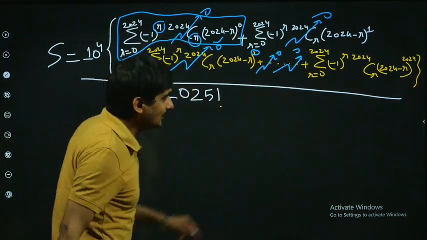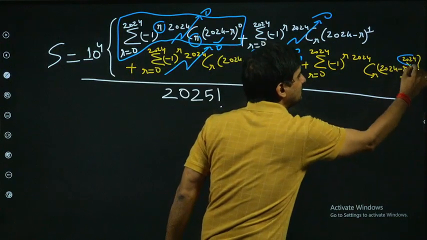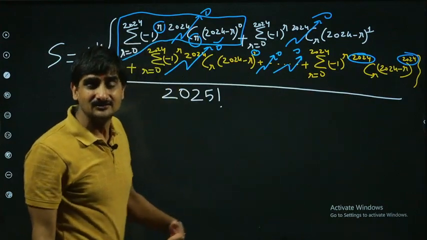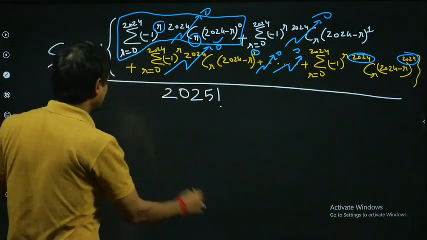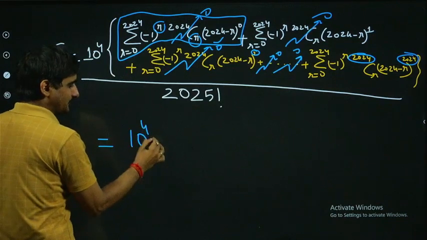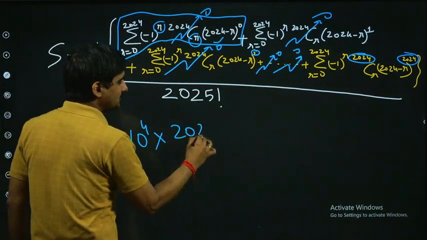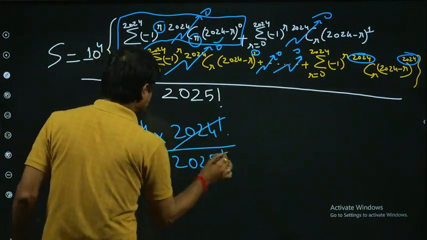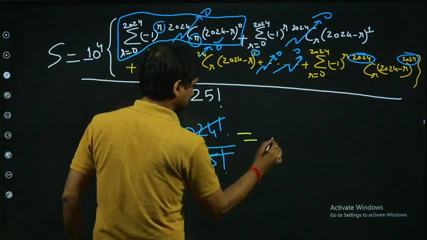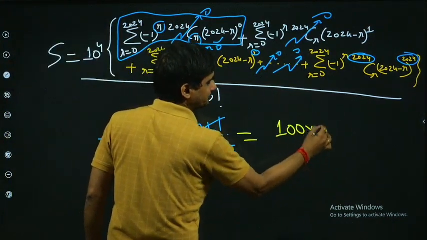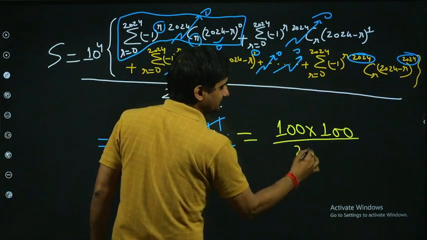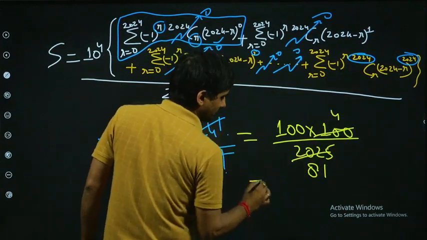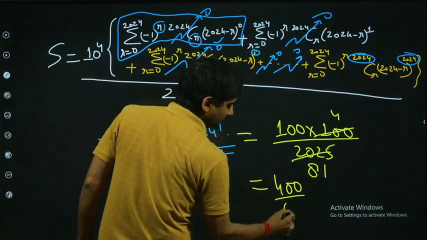Why? Because now here is the case when you have 2024 balls and 2024 boxes. So again, no box goes empty. The answer will be 10 raised to the power 4, we already had, 2024 factorial upon 2025 factorial. So just solve it and we have the answer. 100 into 100 upon 2025. 25, 81, 25, 4. So 400 by 81 is the answer.